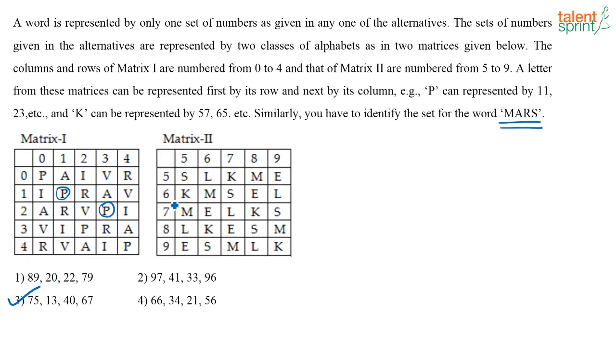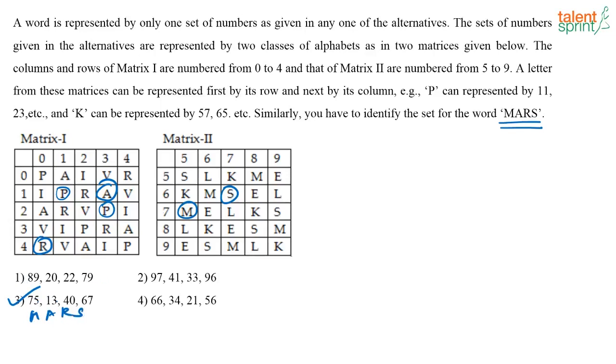See, you have 75. 75 is M. Then you have 13. 13 is A. Then you have 40. 40 is R. And then you have 67. 67 is S. So you get Mars. Correct answer is option 3.